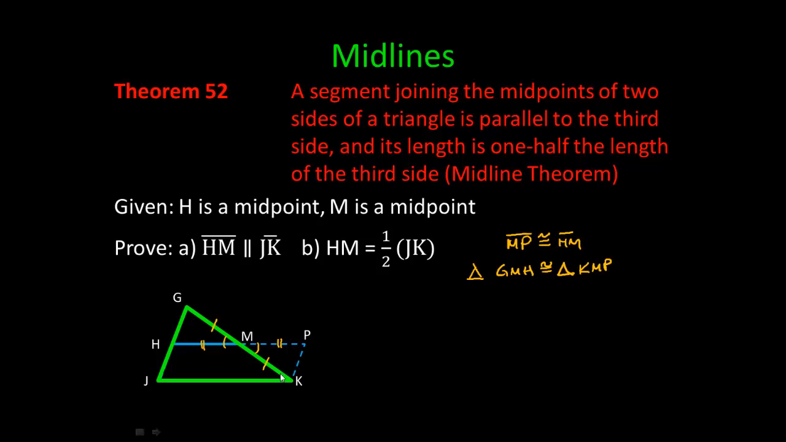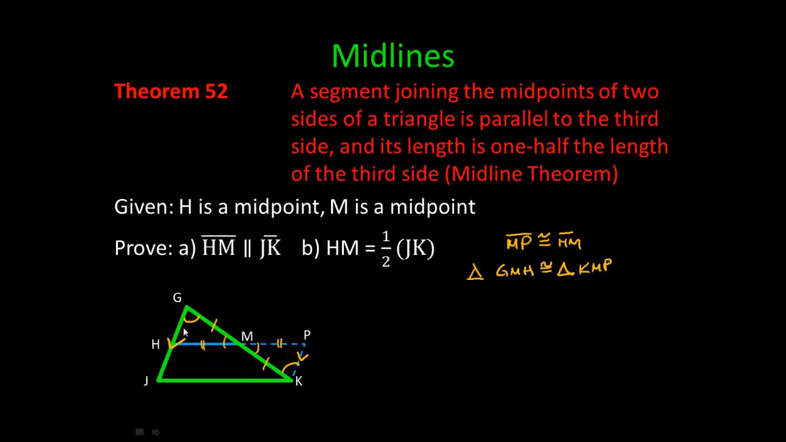And what that allows us to do is now we have two congruent triangles, so we can say that angle G is congruent to angle K because of CPCTC. And we can also say now that GJ is parallel to PK because of alternate interior angles. See, we've got angle G and angle PKM there. Okay, so now we've established that these two lines are parallel.